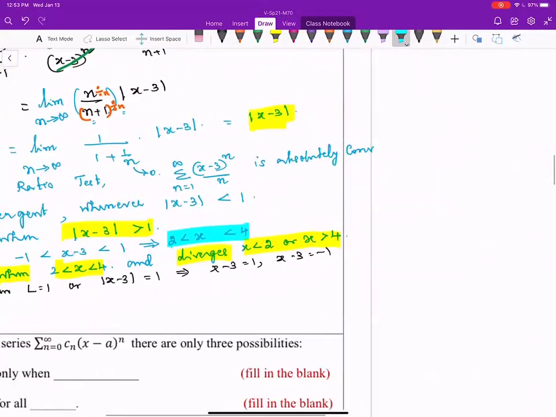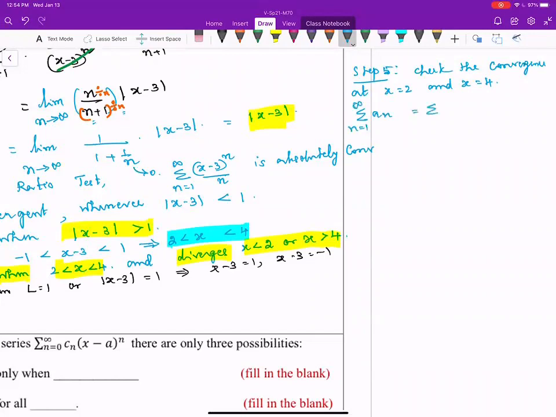So step 5, let me make room here. Step 5, check the convergence at the endpoints, at x equal to 2 and x equal to 4. So the given series is sigma an, which is sigma x minus 3 to the power n divided by n.